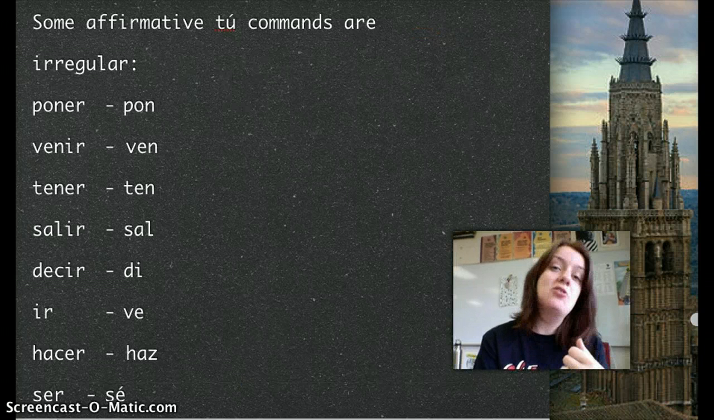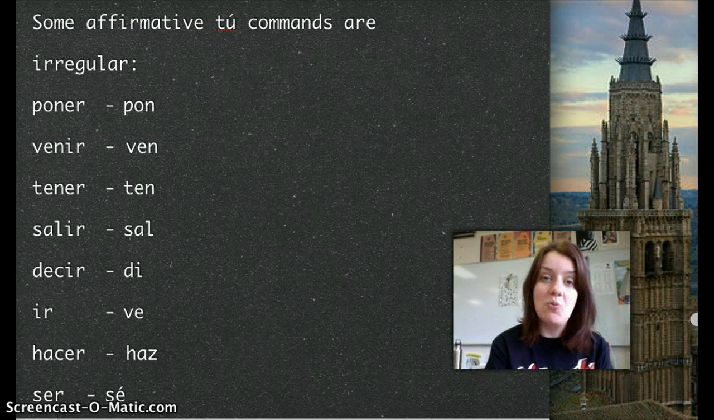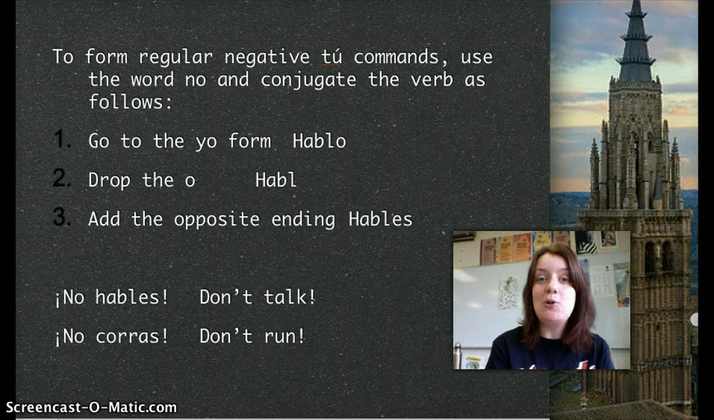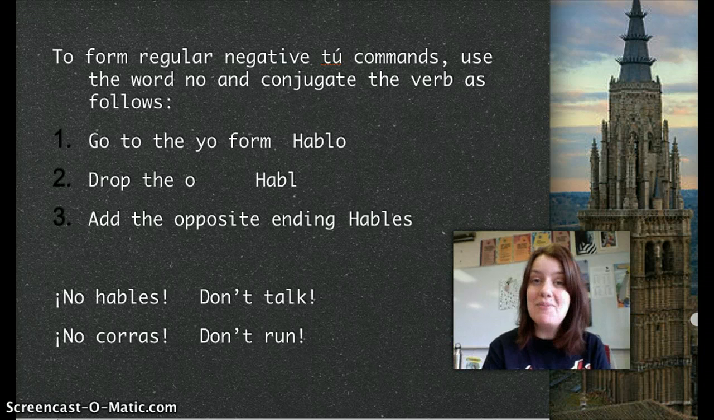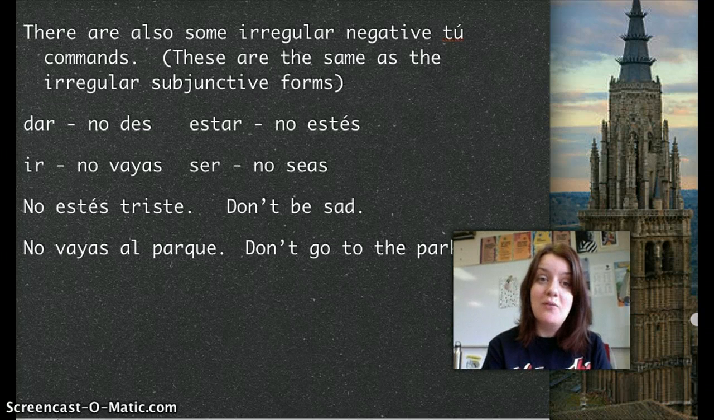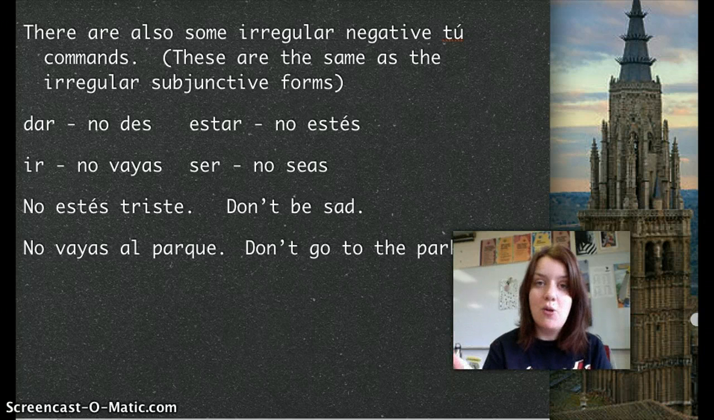You have these irregulars. You can remember them with Vin Diesel has 10 weapons, A. You have negative commands are formed by going to the yo, dropping the o, add the opposite ending. You keep the s and you have the word no. And then you have these 4 irregulars to keep track of. So dar, des, or no des in this case of negative command, estar, no estés, ir, no vayas, and ser, no seas. Study these, get your notes filled in, make sure you come to me or email me with any questions, and be ready to take a little quiz on this next class.